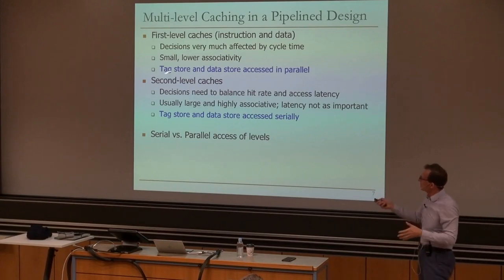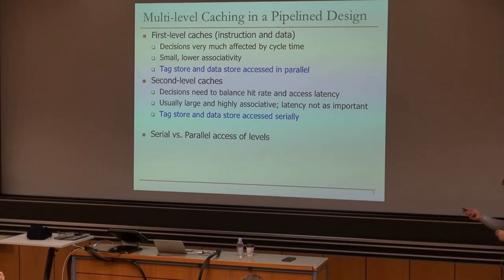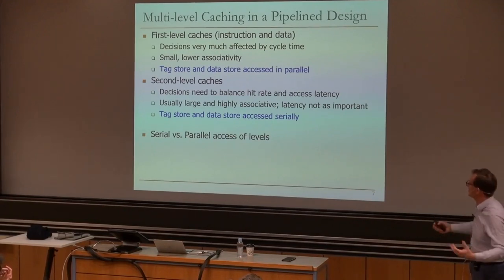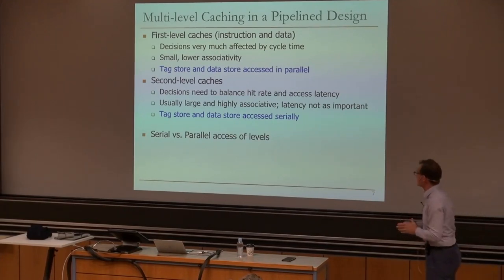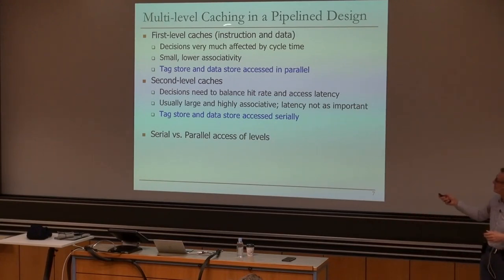But think of these as caches that are farther away from the core pipeline. In that case, it's true that decisions need to balance the hit rate and access latency, and they're usually large and highly associative. Latency is not as important. This doesn't mean that it's not important, but not as important as this one.